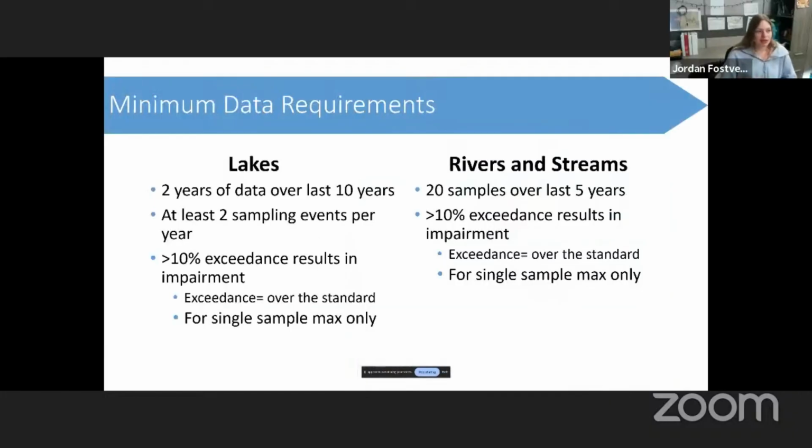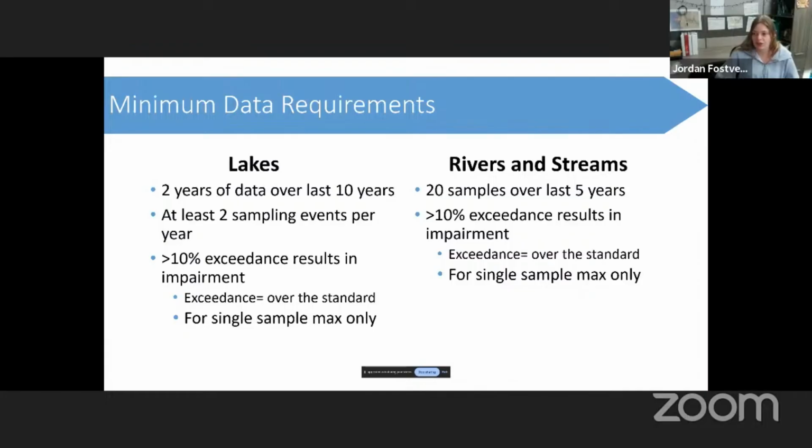So I mentioned minimum data requirements. The minimum data requirements vary from lakes versus rivers and streams. For lakes, it requires 2 years of data over the last 10 years. And in those 2 years, there needs to be at least 2 sampling events per year. Out of all of those samples collected, if there's a greater than 10% exceedance rate, that determines that the water body is impaired. Exceedance just means that it is over the standard. This is for the single sample maximum only.